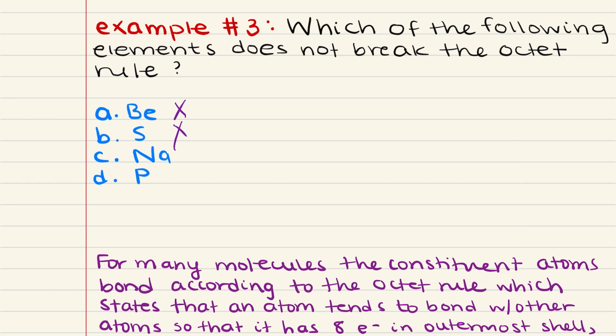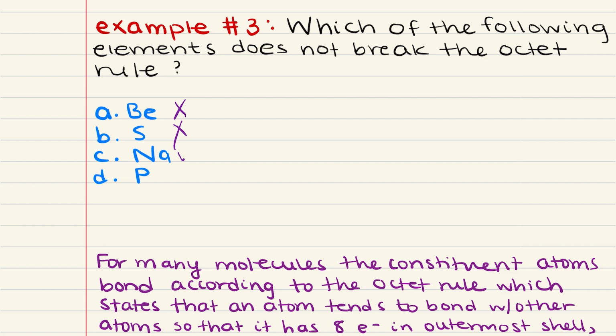Next up, we have sodium. Sodium is an alkali metal with an atomic number of 11, giving it 1 valence electron. In a lot of chemical reactions, sodium tends to lose this electron to form sodium plus ion, achieving a noble gas electron configuration with 8 electrons in its outer shell. Now, since sodium achieves an octet by losing its valence electron, sodium is one of those atoms that actually does not break the octet rule. So this is good. This is what this problem is asking for.